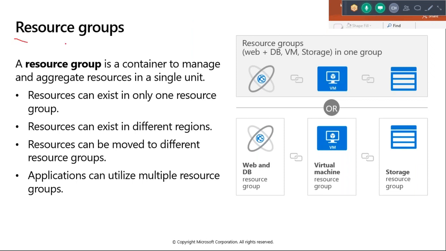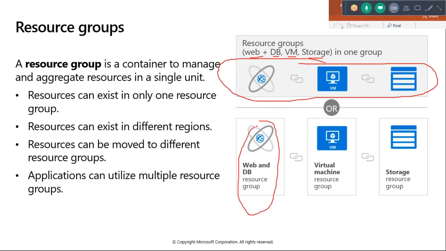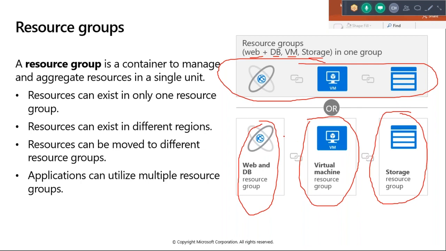And moreover, your resource group is nothing but a folder, a logical folder. Just consider that. Now you can have multiple resources in a single resource group. See like this: a website service, a DB service, a virtual machine, a storage, all these in one single resource group you create, or you create a separate resource group for web and DB service, a separate resource group for virtual machine, or a separate resource group for storage service. It doesn't matter, but you need this because it's mandatory in a logical architectural perspective of Azure.